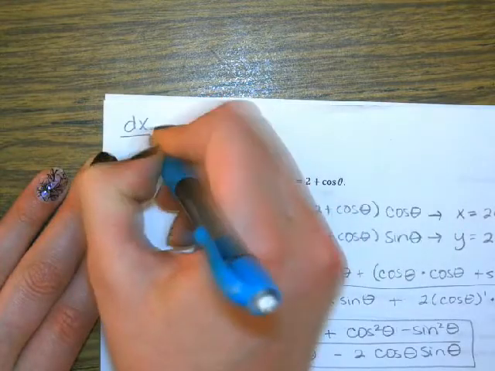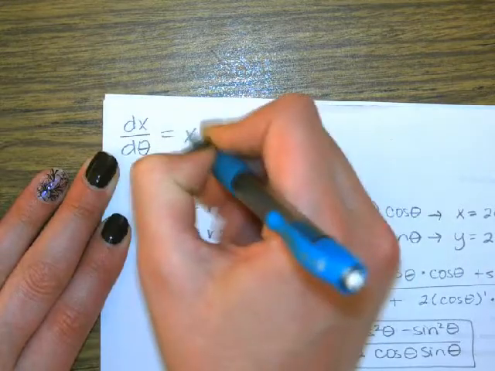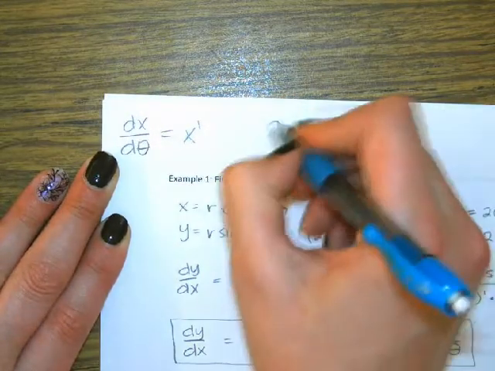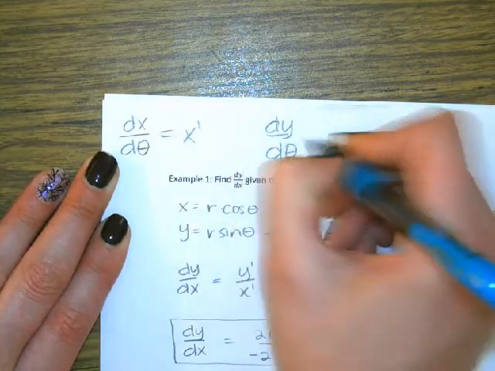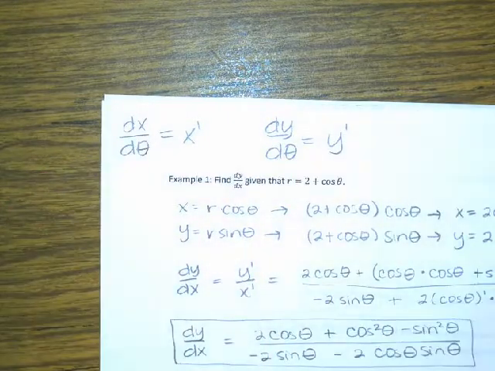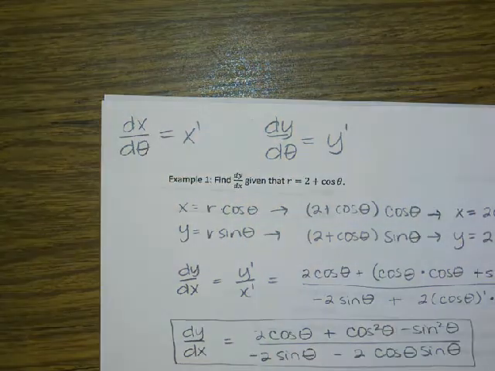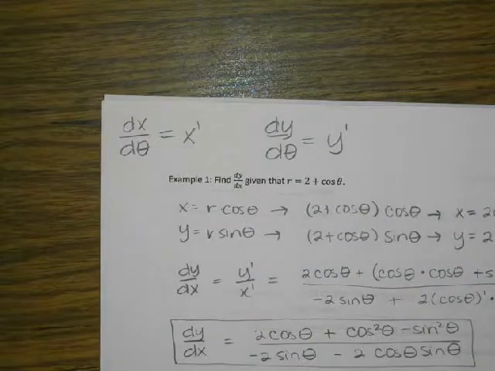So if you think you might forget that, that could be a good thing to write on your notes: that dx d theta is the same thing as x prime, and dy d theta is the same thing as y prime, just in case a problem uses the other notation and you still know what it means. Because on the parametric test, that did mess up some people.